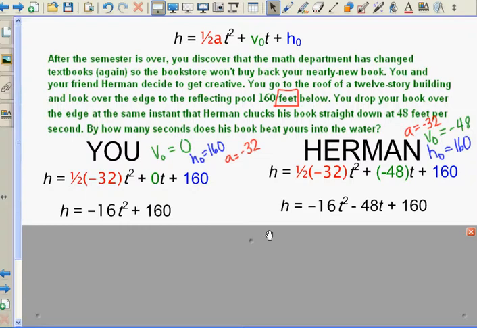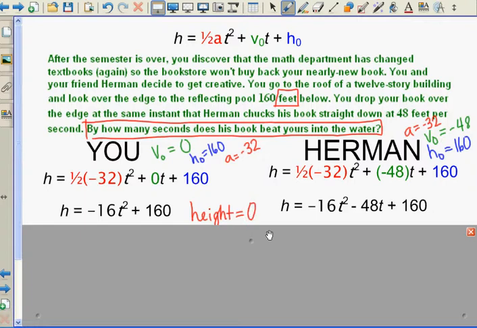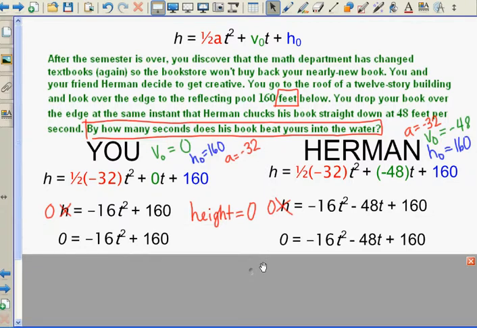Okay, now what are we going to do with these equations? What are we trying to find again? It says by how many seconds does his book beat yours into the water? So when the books land in the water, their overall height is going to be 0, right? It's like they're on the ground, except in the water. So what we need to do is plug in 0 for h in both of these and see when your book gets to 0 feet and when his book gets to 0 feet. So I went ahead and did that.